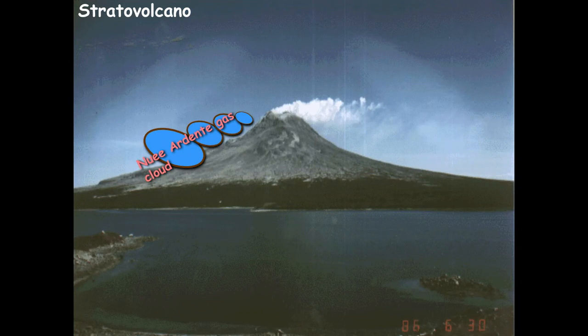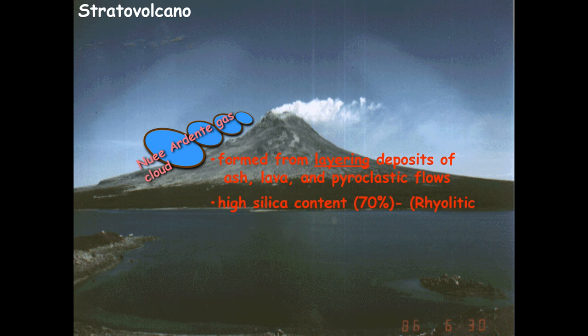The next volcano would be the stratocomposite volcano, sometimes known as the stratovolcano, sometimes known as the composite volcano. The stratocomposite volcanoes typically form from layering deposits of ash, lava, and pyroclastic flows. So if you were to cut open a composite volcano and look at the cross-sectional view, you would observe these layering effects of ash, lava, and pyroclastic flows.